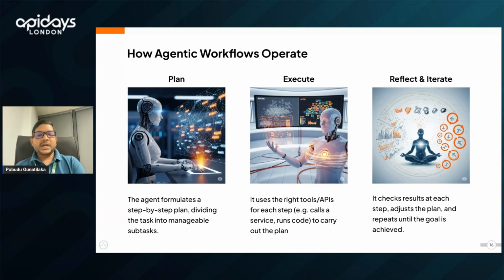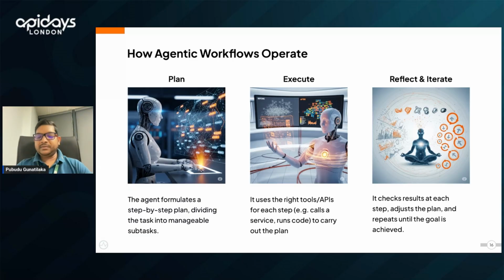Execution can be API calling, function calling, or you may run some code. Then at the third stage, you iterate through your plan and understand what your results are against the goals that you planned out in the initial stage. So if any adjustments are required, you can iterate through the plan and get that done.